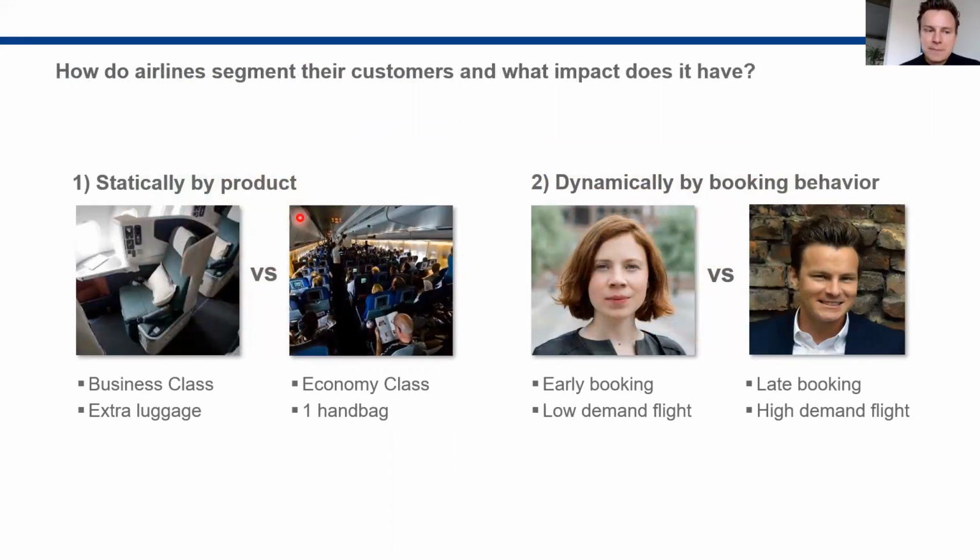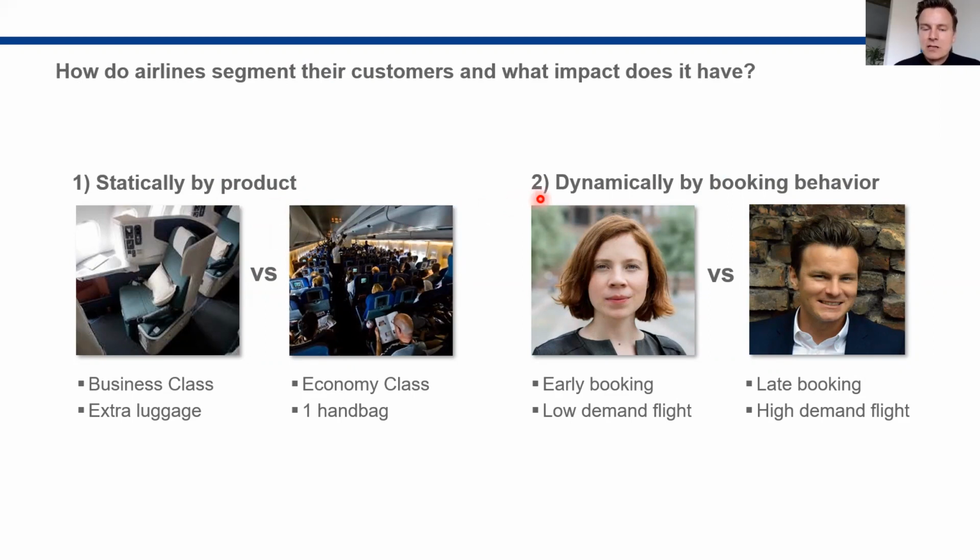First of all, it's the product itself. We are all aware of this: if you fly business class, you have extra luggage, you have extra leg space, you have a whole different level of service. So this is one product. Obviously, the economy class is a different product and therefore priced differently. So the first thing that airlines do is differentiation or segmentation by product or service level.